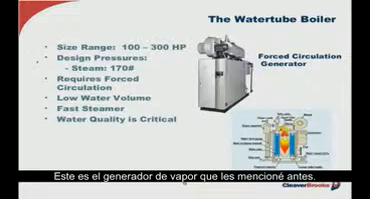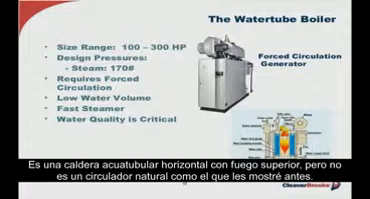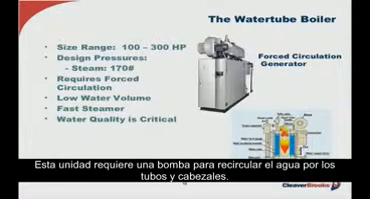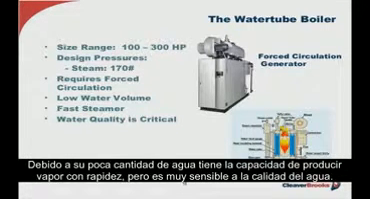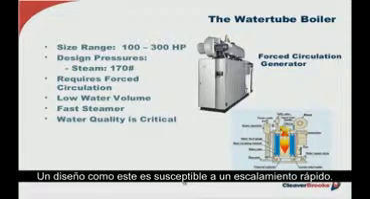Now, here is the steam generator that I was referring to earlier. It's a vertical top-fired water tube boiler, but not a natural circulator as I have shown you so far. It requires a pump to circulate the water through the tubes and headers, and because of its very small water content, it can produce steam very quickly, but it's also very sensitive to water quality, as a design like this is susceptible to rapid scaling.